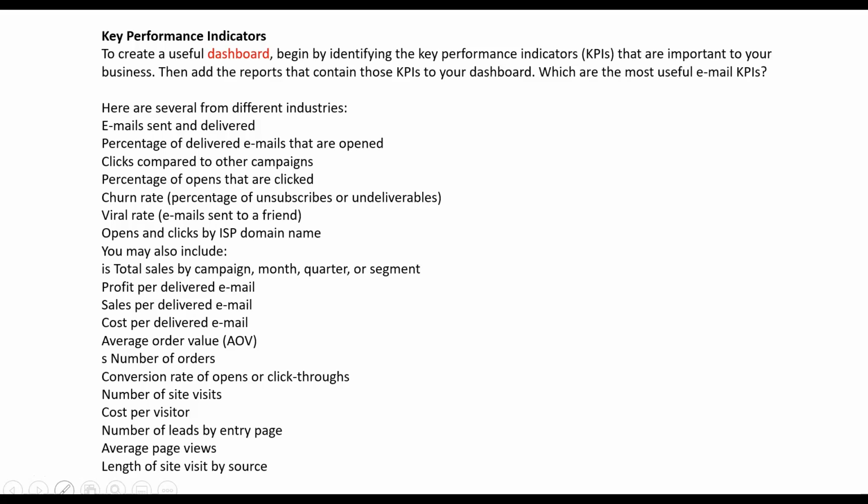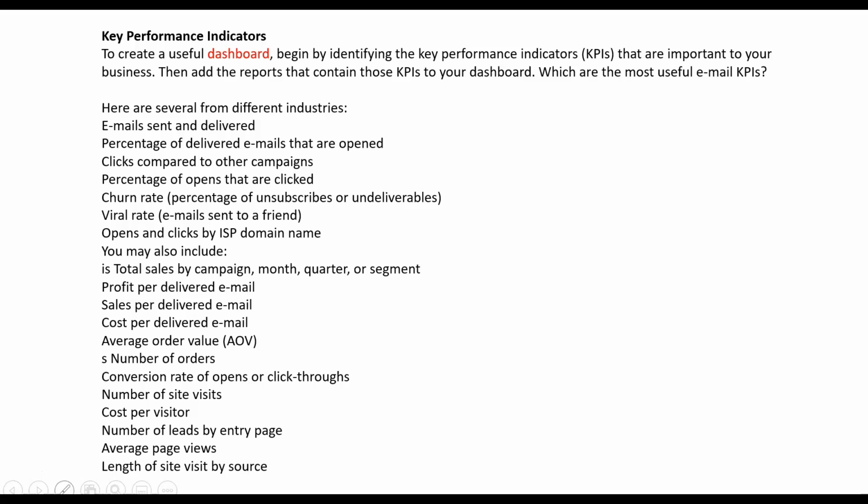Emails sent and delivered, percentage of delivered emails that are opened, yes, the open rate. Clicks compared to other campaigns, yes. Percentage of opens that are clicked, so the click-through rate, right? Churn rate, people who unsubscribe or undeliverable. Viral rate, if the emails are sent to a friend. Opens and clicks by domain name, interesting. It may also include some of these things.